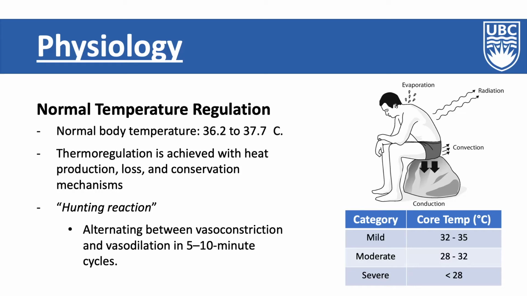Also important to note, the stages of hypothermia are defined by core temperatures. This has a major impact on both recognition and treatment. The most commonly used definitions are as follows. So, mild hypothermia, that's defined as core temperatures between 32 degrees Celsius and 35 degrees Celsius. Moderate hypothermia, between 28 degrees to 32 degrees Celsius. And lastly, severe hypothermia, which is anything below 28 degrees Celsius.